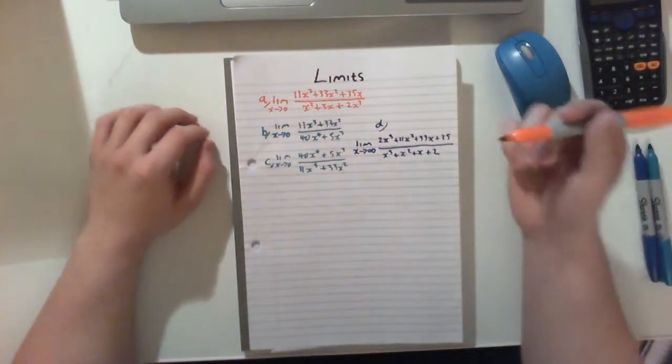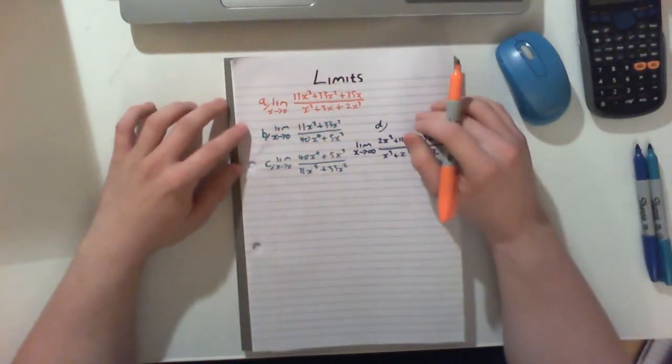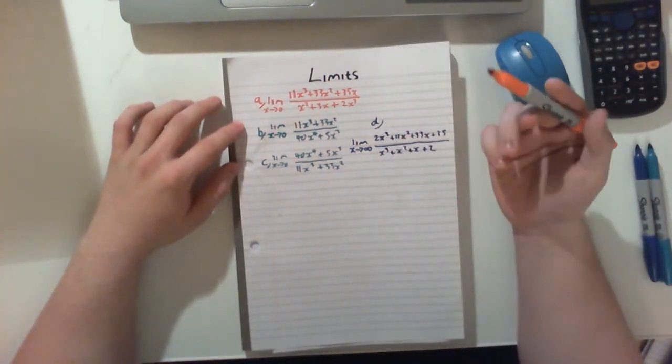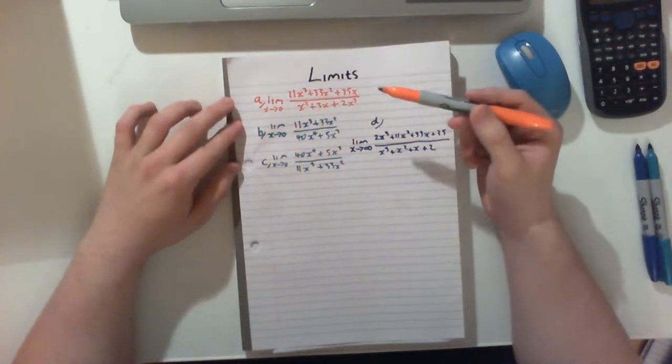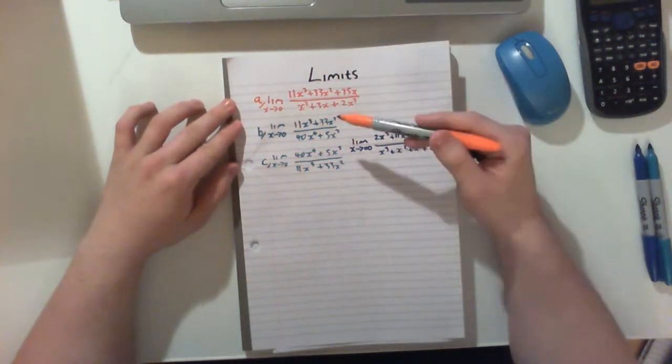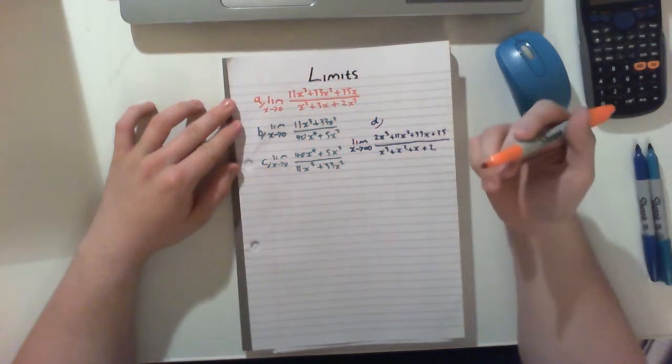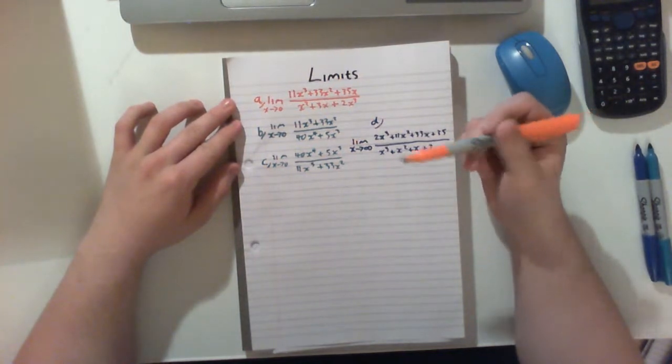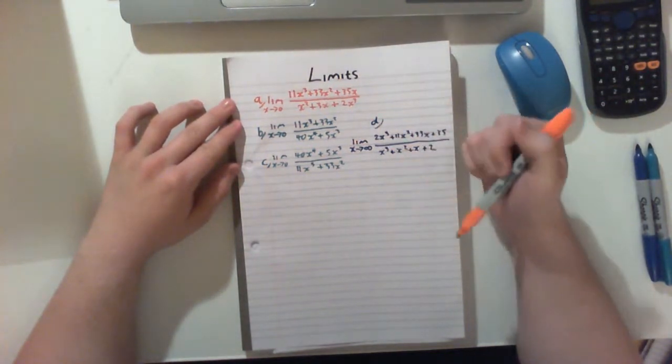Welcome to video number 4 in our limit series of our maths module. So for this video we're going to be looking at some quite complicated polynomials divided by other quite complicated polynomials, and we're going to be taking the limits to 0 and infinity.